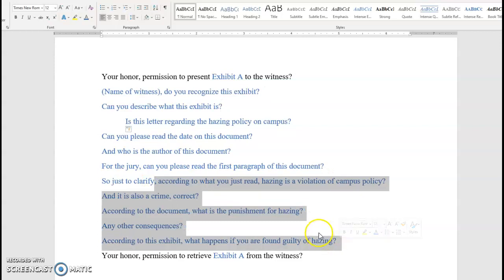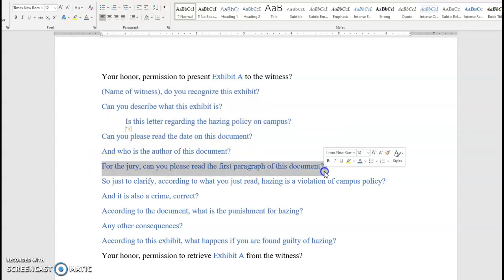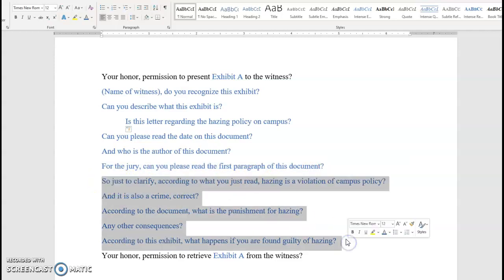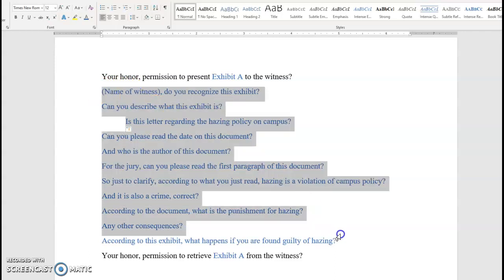take from this exhibit? So again, the first part is, let's establish the relationship between the witness and the document. Then you need to describe the document for the jury is the second step. And then thirdly, what is the information you need the jury to take home from this document? So it's really 3 sections. Notice that I have put here all of the questions regarding this exhibit in blue font. So if I'm going to present Exhibit B, I would use a different color font.